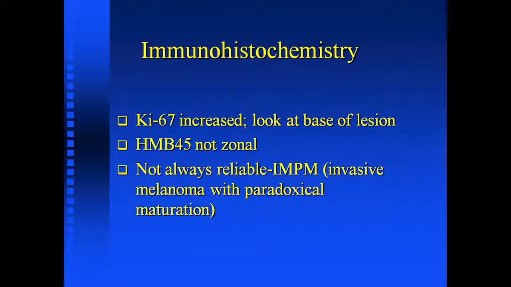The S-phase marker, Ki-67, a proliferative marker, is increased, and particularly look at the base. And the HMB45, which usually has a pattern where there's more staining on top and less on the bottom, sometimes will show a diffuse pattern. But even these are not reliable, particularly the HMB45, because you can have what they call an invasive melanoma with paradoxical maturation, in which the cells get smaller and it really looks like a nevus for all practical purposes.